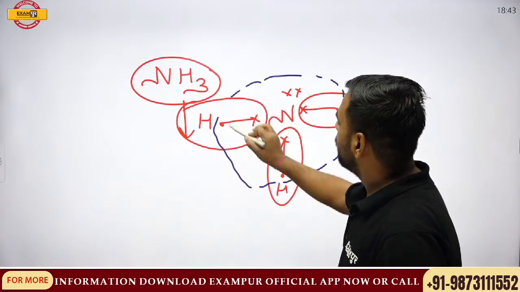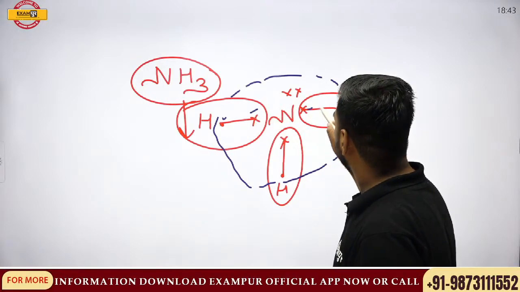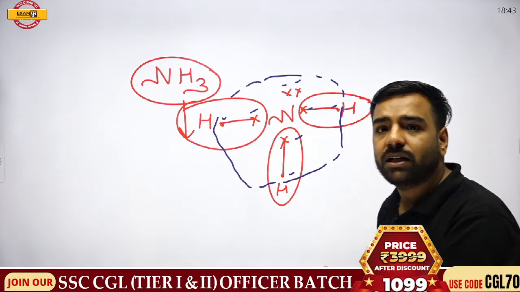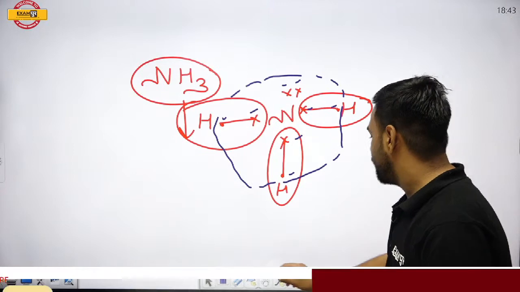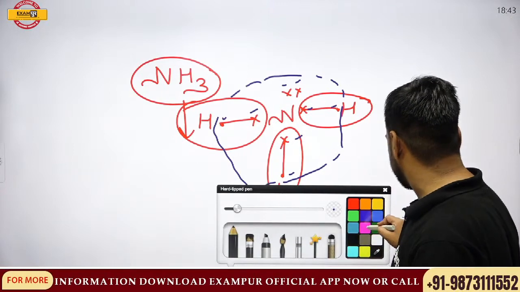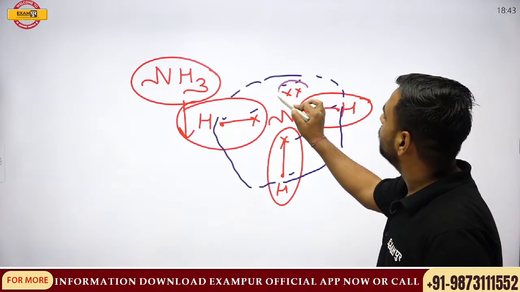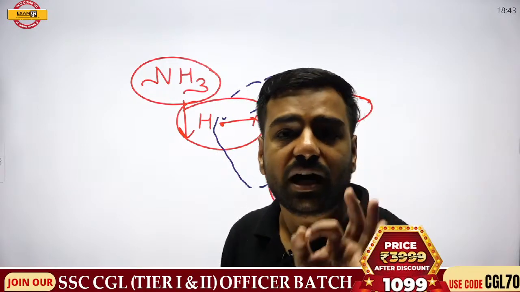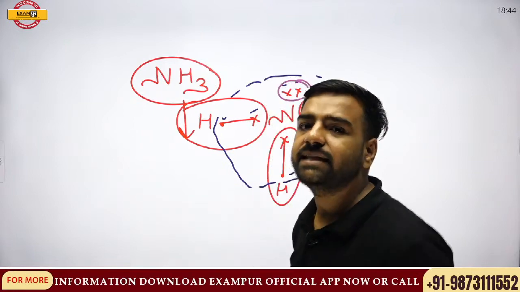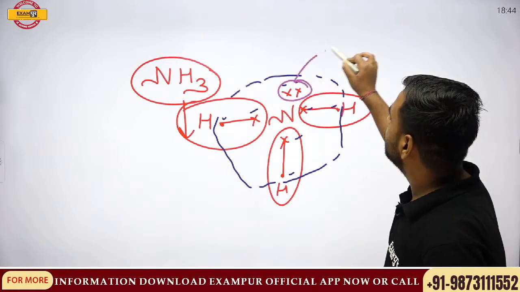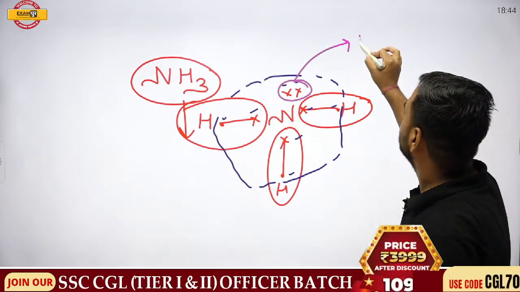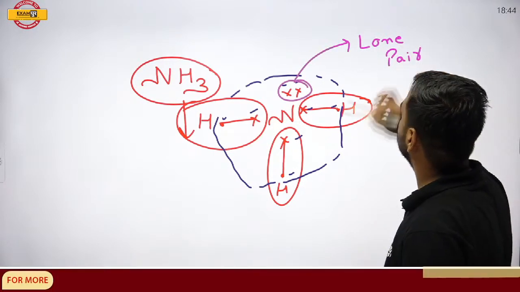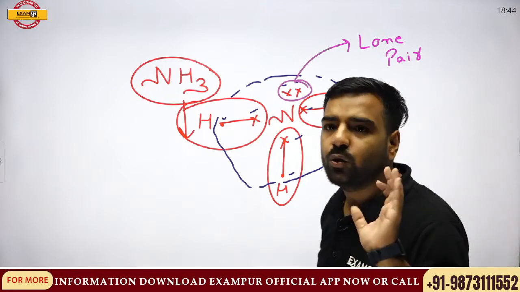This part. 1, 2, 3, 4, 5, 6, 7, 8. So this nitrogen is also happy. But what's the issue now? If I just try to check it with this pink color, these electrons are not shared with anyone. Since there are 2 electrons, these electrons are known as a lone pair of electrons. What are they? They are actually a lone pair of electrons.